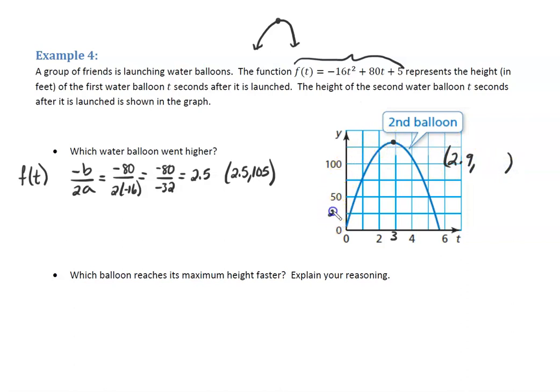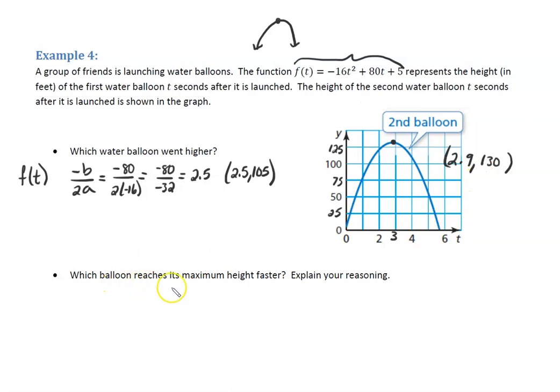Now for its max height, we also need to estimate this. This graph is going by 25. 25, 50, 75, 100, 125. And I can tell this is above 125. I'm just going to estimate and say that I think it's maybe around 130 if I had to guess. So clearly, this water balloon, the second one, went higher because it, at 2.9 seconds, reached its highest height, which was 130 feet. So the second water balloon went higher.